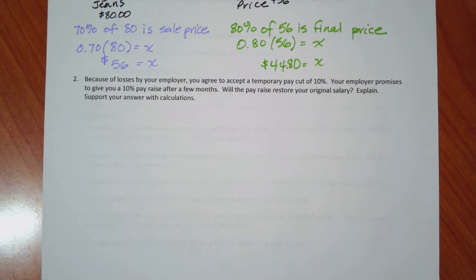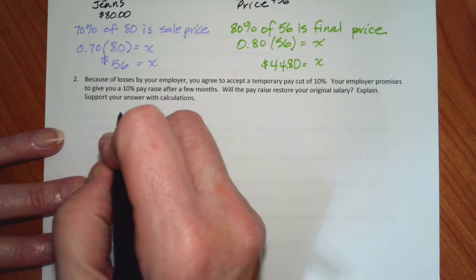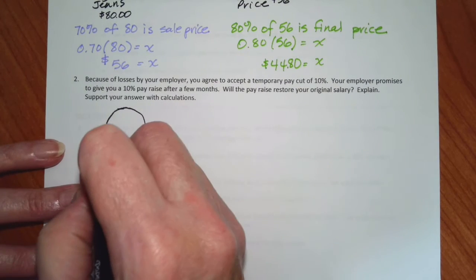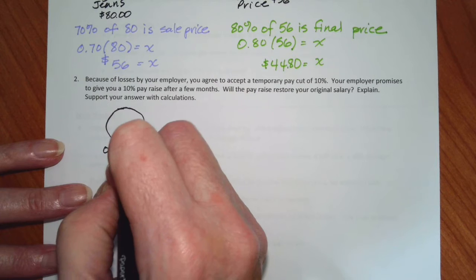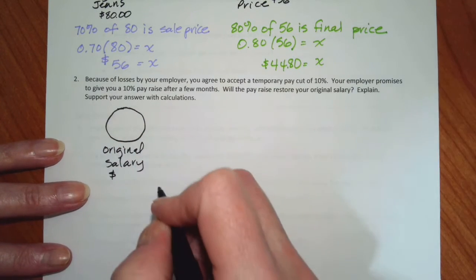So let's see. Because of losses by your employer, you agree to accept a temporary pay cut of 10%. Your employer promises to give you a 10% pay raise in a few months. Will that restore your original salary? Okay, let's look at that and see. And once again, this is going to be a shifting reference value. So we're going to start out, and let's just pick a salary that's easy to work with. Your original salary, let's make it $50,000.